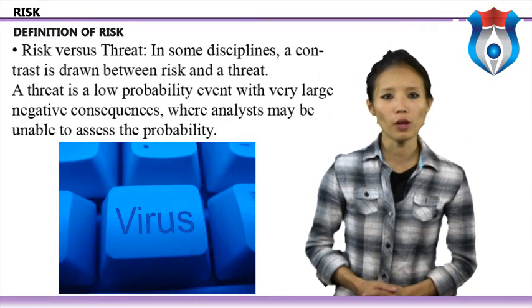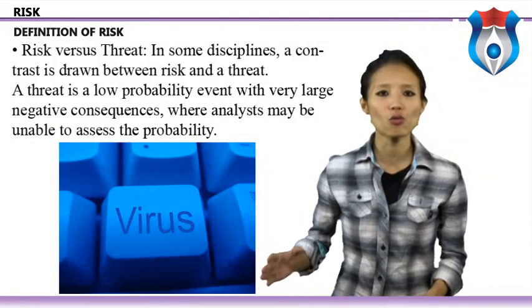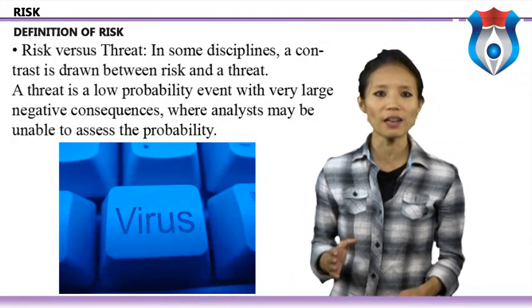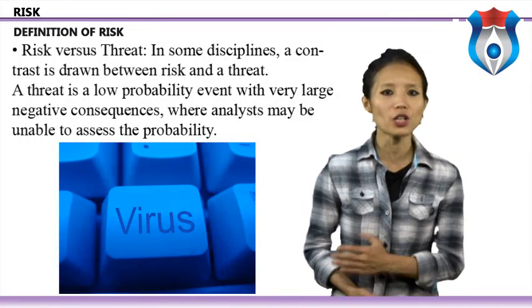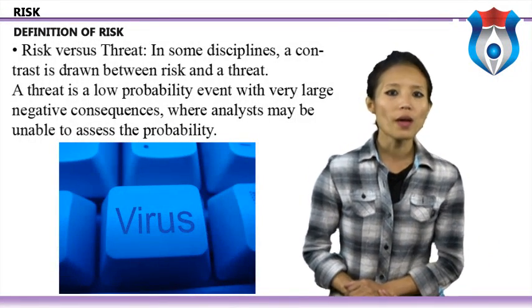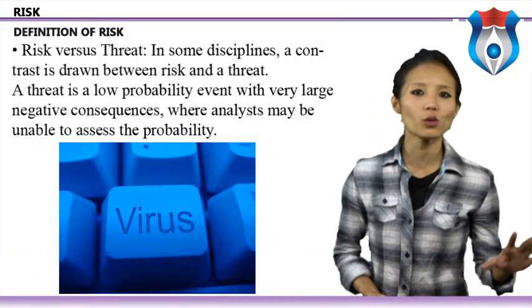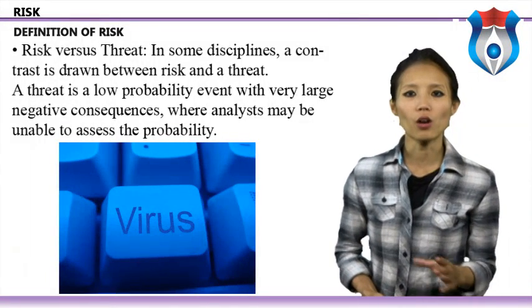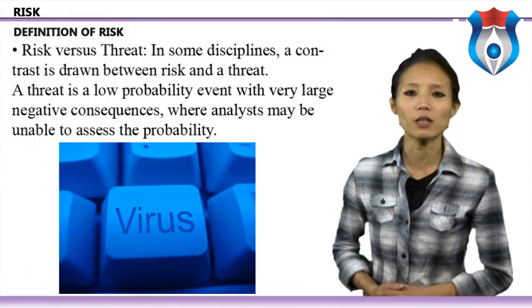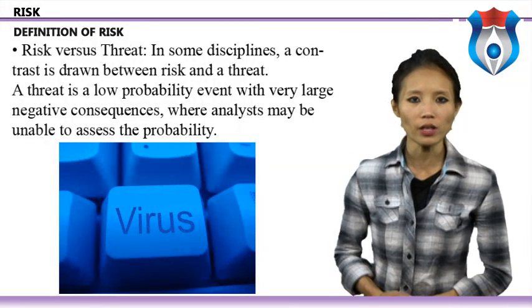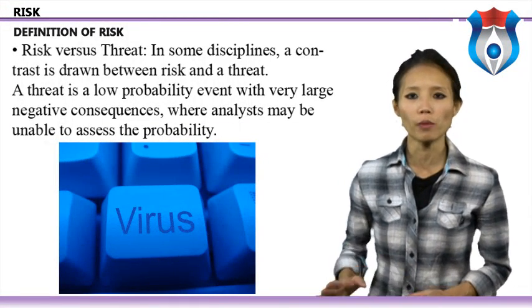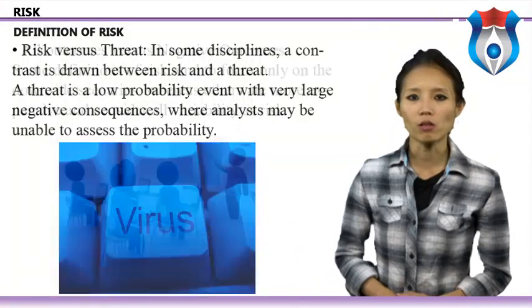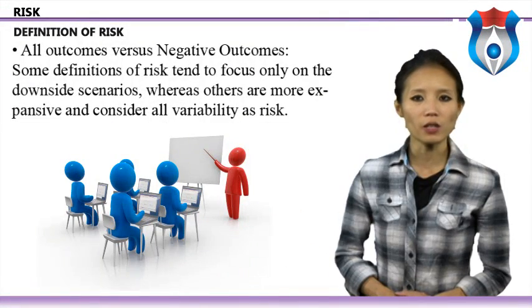Risk versus threat. In some disciplines, a contrast is drawn between risk and a threat. A threat is a low probability event with very large negative consequences, where analysts may be unable to assess the probability. A risk, on the other hand, is defined to be a higher probability event, where there is enough information to make an assessment of both the probability and the consequences. All outcomes versus negative outcomes.